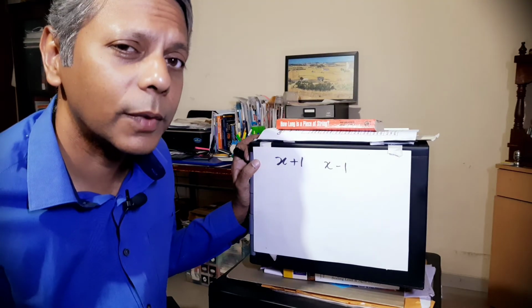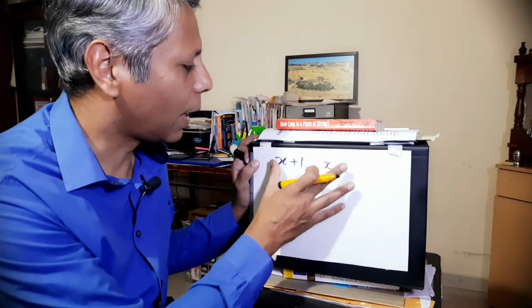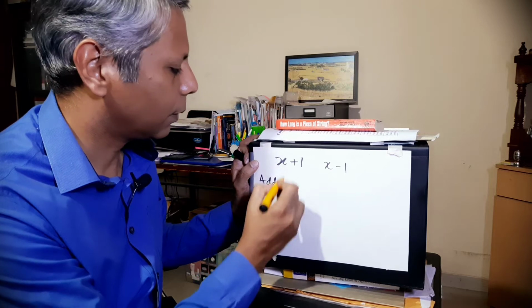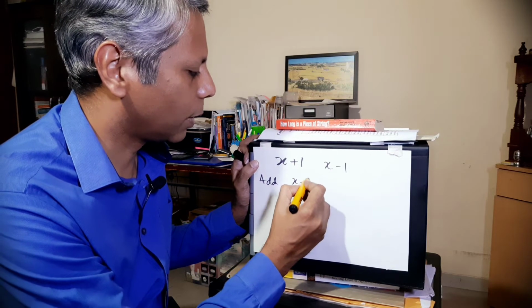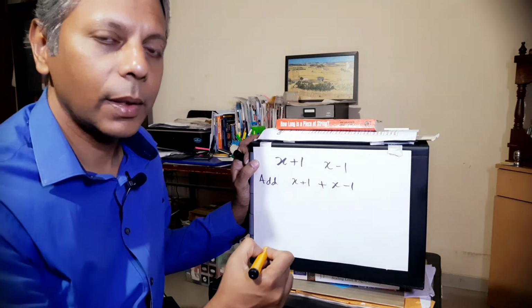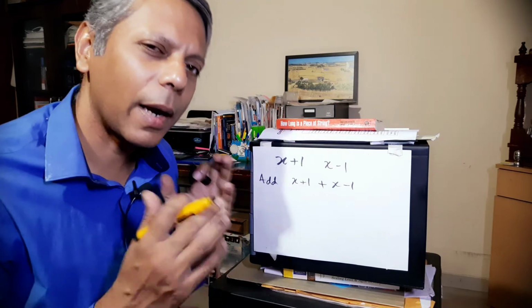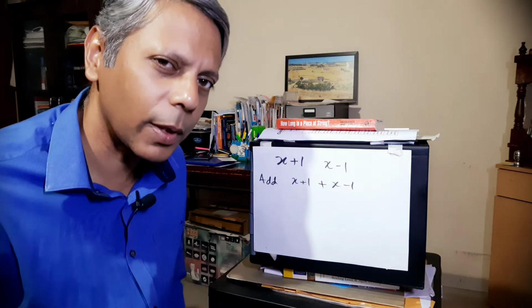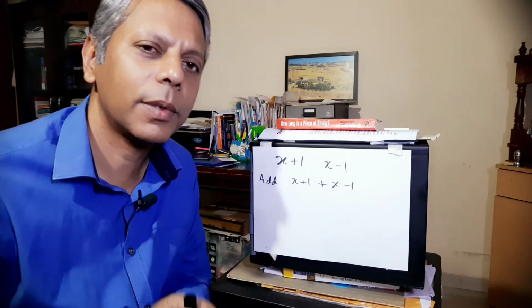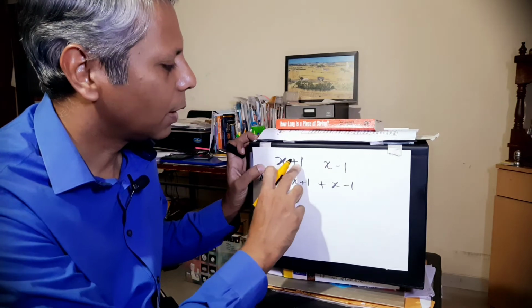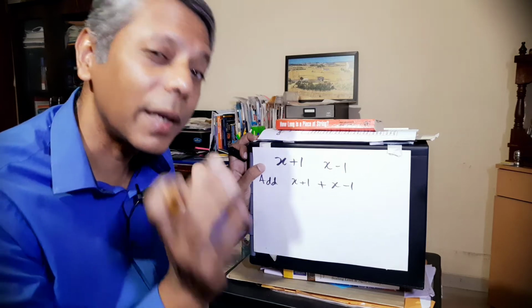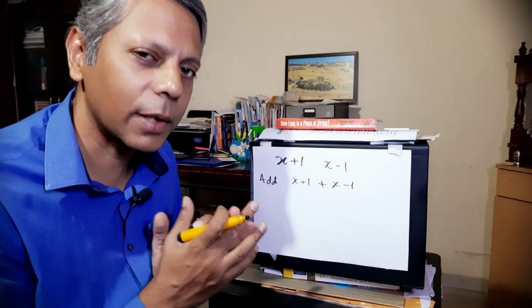Now let's see what happens if we add these two expressions. So let's talk about adding. It will be x plus 1 plus x minus 1. So what happens in algebraic expressions when you add them or subtract them? You take what are known as like terms together. This is a term. We take terms that are similar, or actually of the same type, and add or subtract them as the case may be.